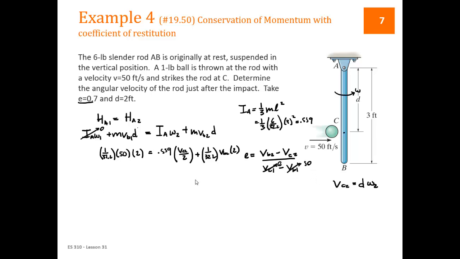And we can solve those two equations and we will get V_C equal to 15.45 and V_B2 equal to negative 19.5. So we were right, the ball does bounce back and go back the other direction. And if we wanted to find omega, we just use this expression. So omega is equal to 15.45 divided by 2, which is equal to 7.725.